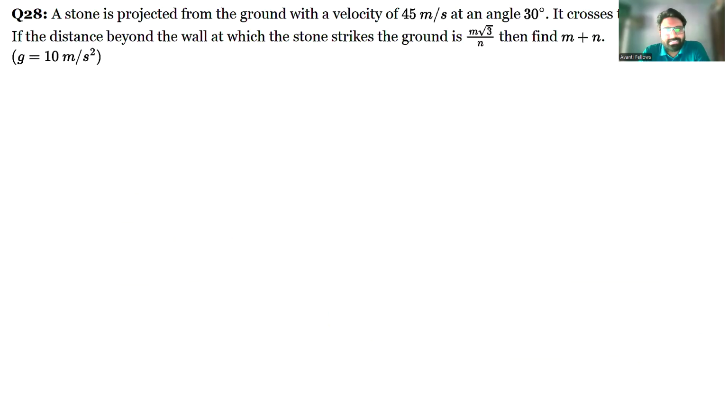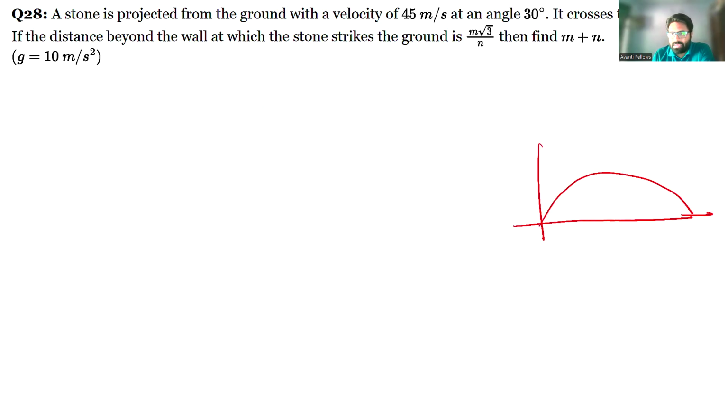A stone is projected from the ground with a velocity of 45 meter per second at an angle 30 degree. It crosses the wall after 4 seconds. If the distance beyond the wall at which the stone strikes the ground is m root 3 by n, then find m plus n. Okay. Let's say this is the projectile motion.